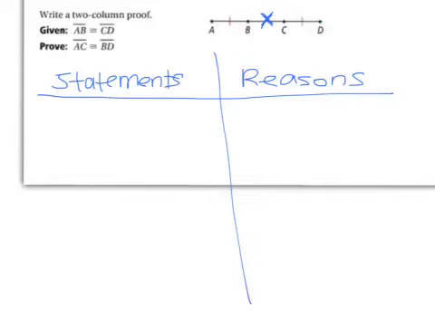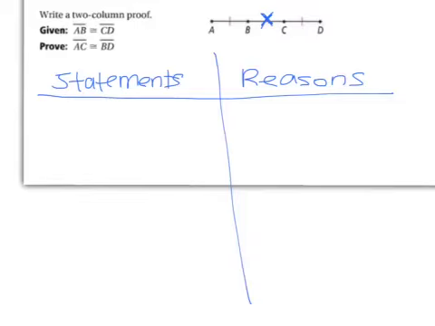This is how you show that it's congruent to itself. Basically put an X through it. Well, if we use an addition postulate, we can show that AB is congruent to CD and BC is congruent to itself, which means that AB plus BC must be congruent to CD plus BC. So now we have our game plan. Now we're going to write our proof.